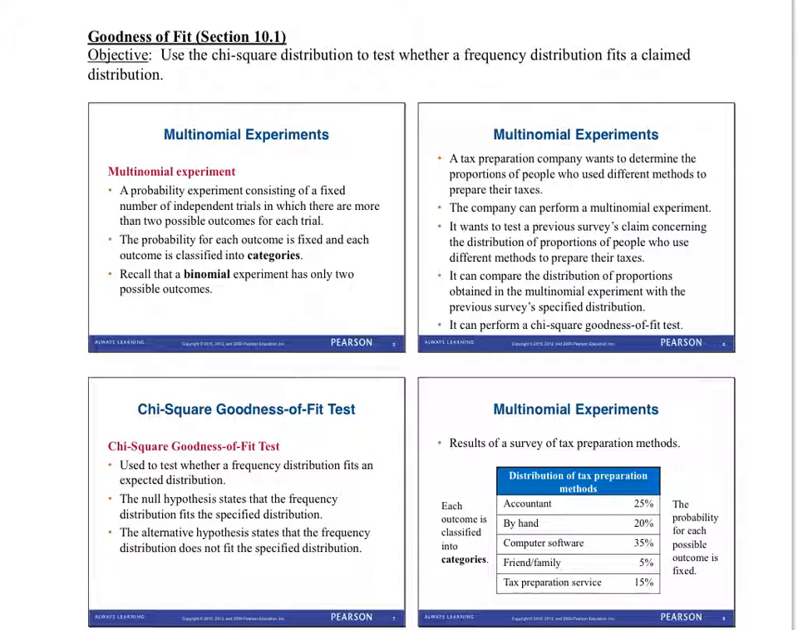A tax prep company wants to determine the proportion of people who use different methods to prepare their taxes. The company can perform a multinomial experiment. It wants to test a previous survey's claim concerning distribution of proportions of people who use different methods. It can compare the distributions of proportions claimed in a multinomial experiment with the previous survey's specified distribution. And to do such a thing, it's going to perform something called a chi-square goodness of fit test.